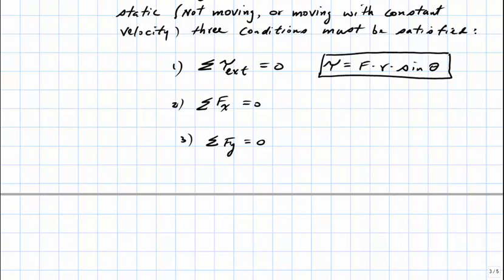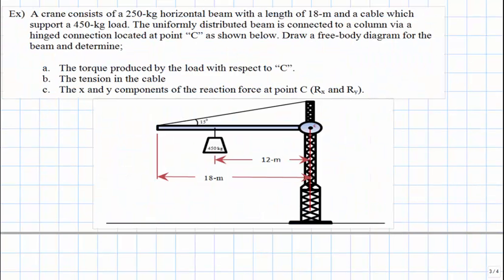We will now consider an application of the static equilibrium principles. In this application, a crane consists of a 250 kilogram horizontal beam with a length of 18 meters and a cable which supports a 450 kilogram load. The uniformly distributed beam is connected to a column via a hinged connection located at point C as shown below. We need to construct a free body diagram for the beam, and in part A we need to determine the torque produced by the load with respect to point C.